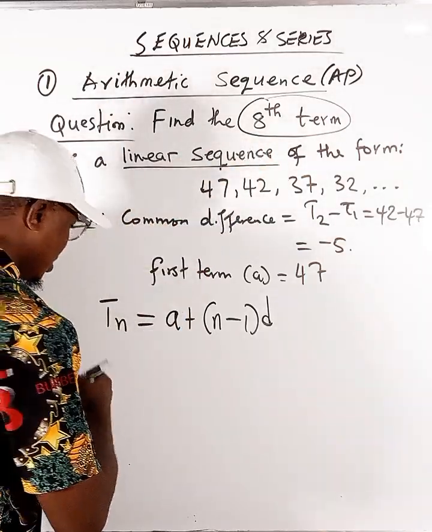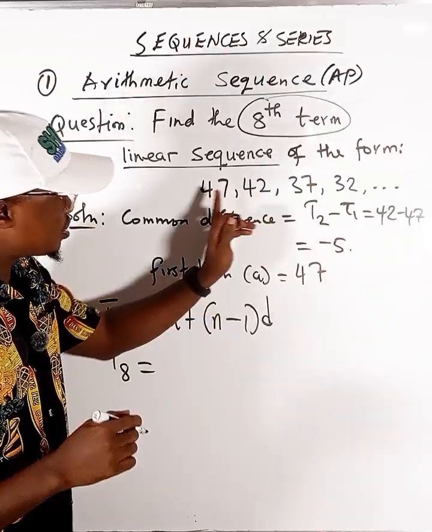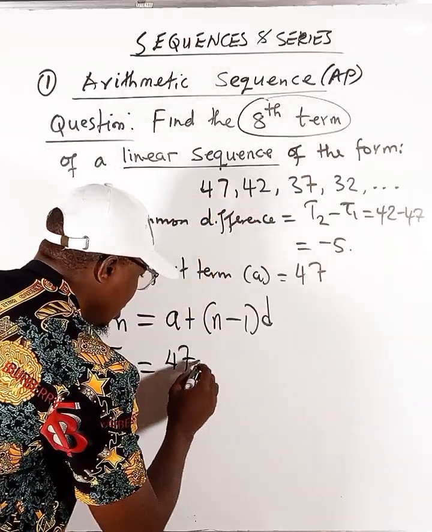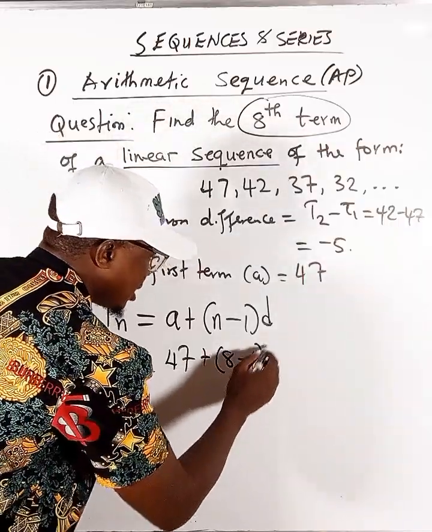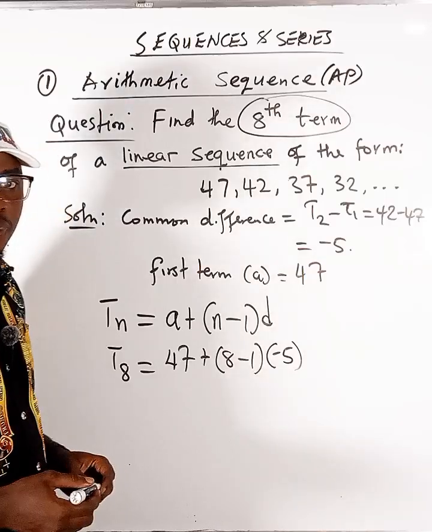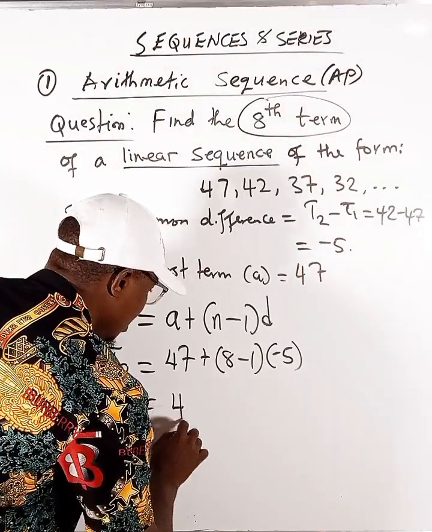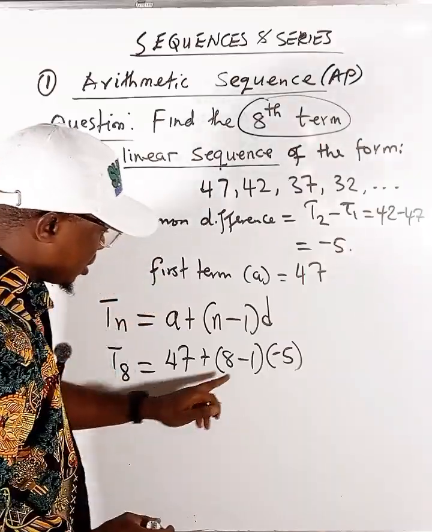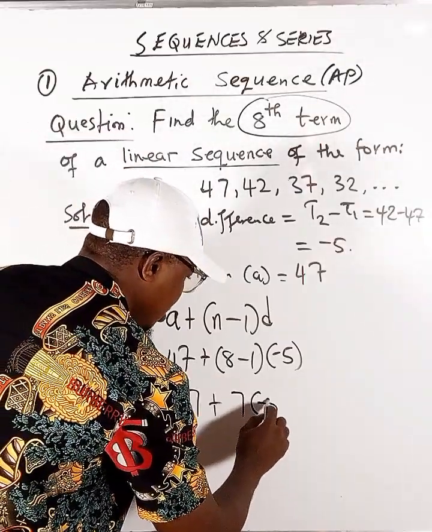Our n is 8. We're going to have T8 equals, what is our A? The first term, which is 47. We put 47 here, then plus n, which is 8, take away 1, and D, which is minus 5. We put the minus 5 here. Are you following? Good. Next we have 47 plus, now 8 take away 1 is 7, so that will be 7 multiplying this.